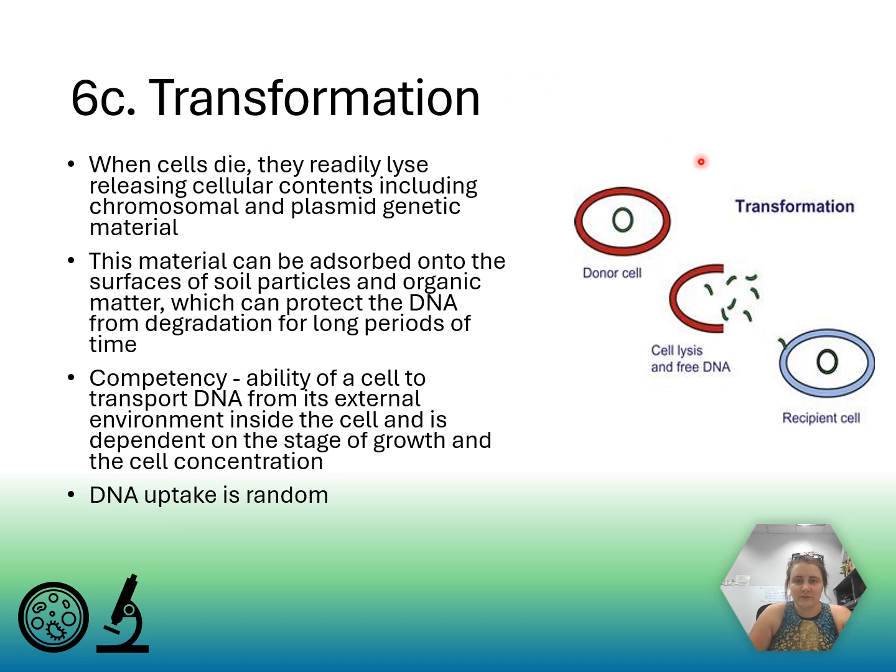Last is transformation. With transformation, we're going to have cells potentially dying, and when cells die, many times they lyse. And remember, lyse means break apart. So the cellular components that were inside the cell end up in the environment. And it's quite possible that another cell, which we call the recipient cell, can take up those different pieces of DNA. So that is transformation. There are DNA pieces, there's RNA pieces floating around in the environment, and for any reason, this particular cell will take that up.